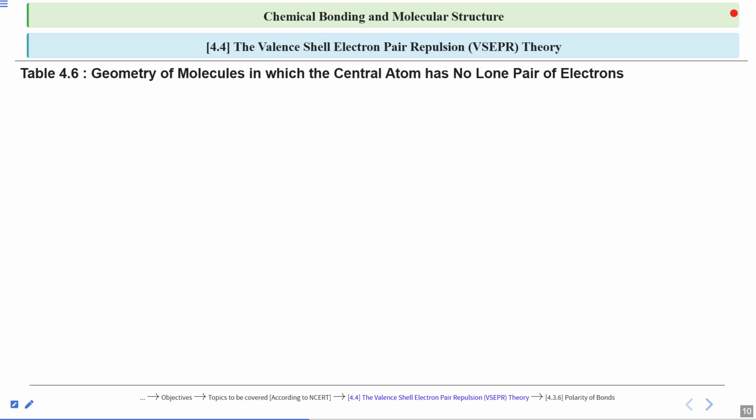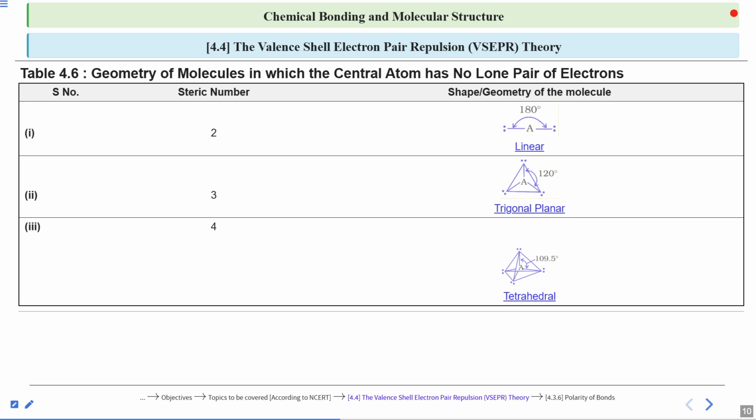Now moving on to the geometries that are related to different steric numbers. If your steric number is 2, then your shape and geometry both will be linear. Now, we are seeing here 2 terms, shape and geometry. It's very important to differentiate between these two during the examination time. So, in case of molecules that have no lone pair on the central atom, the shape and geometry are the same.